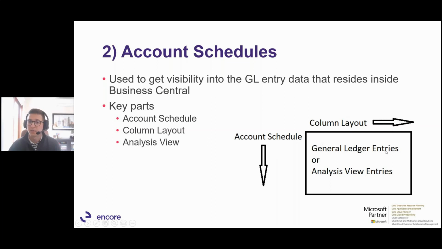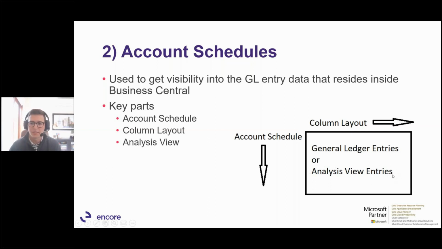One is just directly from the general ledger entry table. So that's just your list of transactions that hit the GL. It's going to have your GL number, posting date, document number, amount, things like that. And it's going to sum them together to output a net change over time for a particular GL. Or it's going to come from an analysis view, a set of analysis view entries.